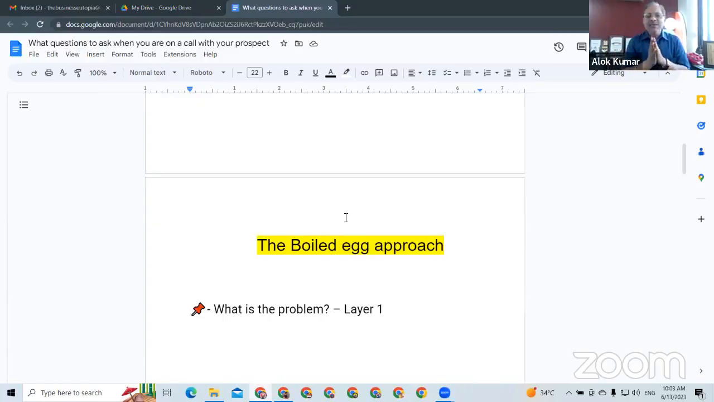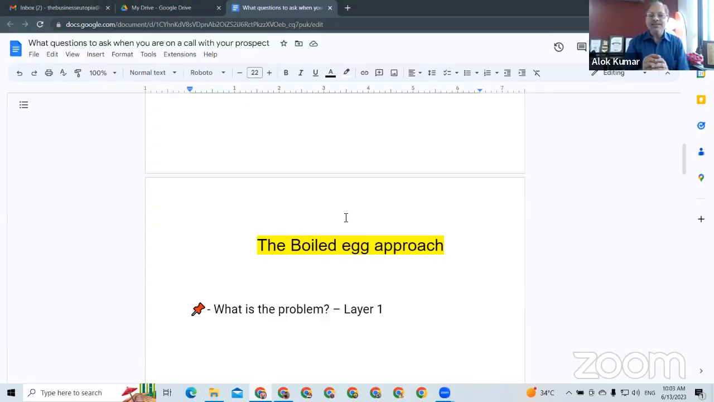Now, let me tell you, if you don't do this, what will happen? Let's say you take a raw egg and you hit it. What will happen? The egg will break and everything will be spilled over. But you don't have to spill over anything. You need to get all that information layer by layer, right?